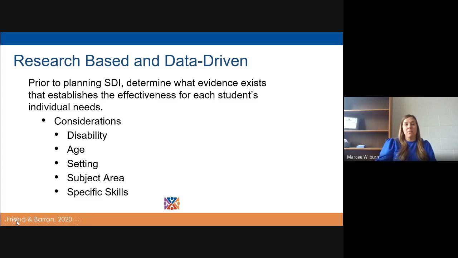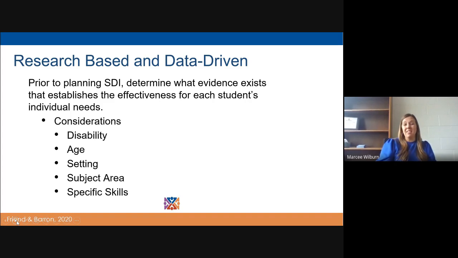So we need to make sure that specially designed instruction is research-based and data-driven. I touched on this a little bit before, but really thinking about the considerations of the eligibility category of the student. What is the student's disability? Is there a research base that this intervention or instructional strategy is helpful for this specific type of learning disability? Age of the student is important. If it's effective for elementary but not high school, then maybe if it works, great, but we need to look at the research base behind it before we try those things out.